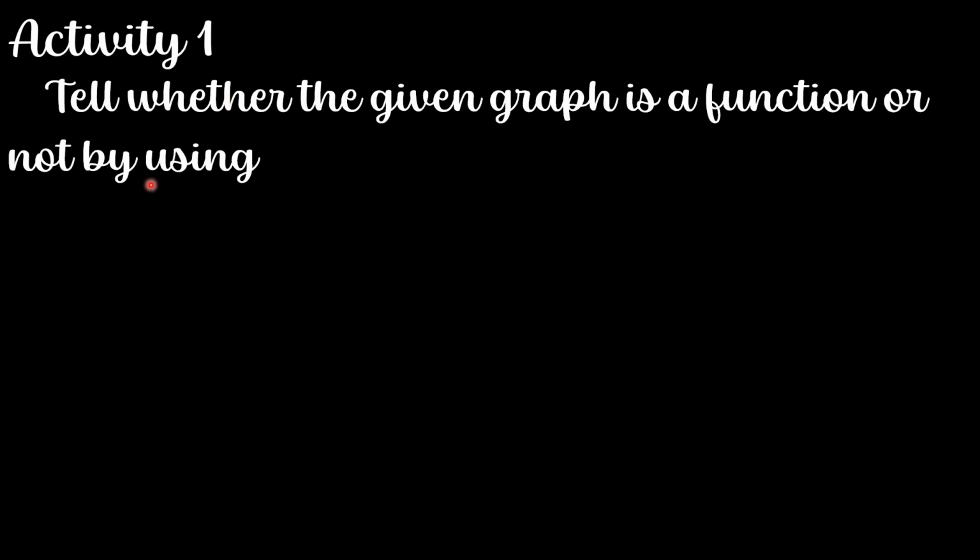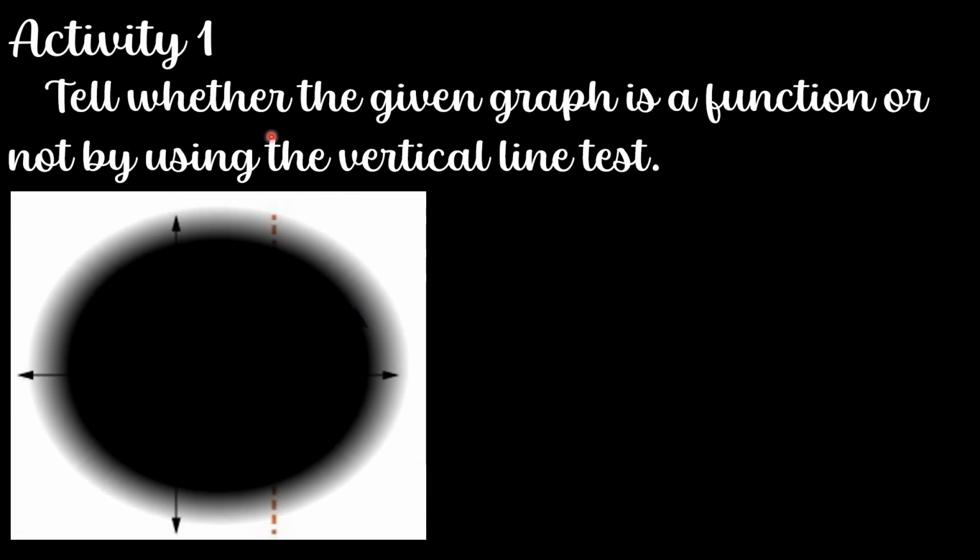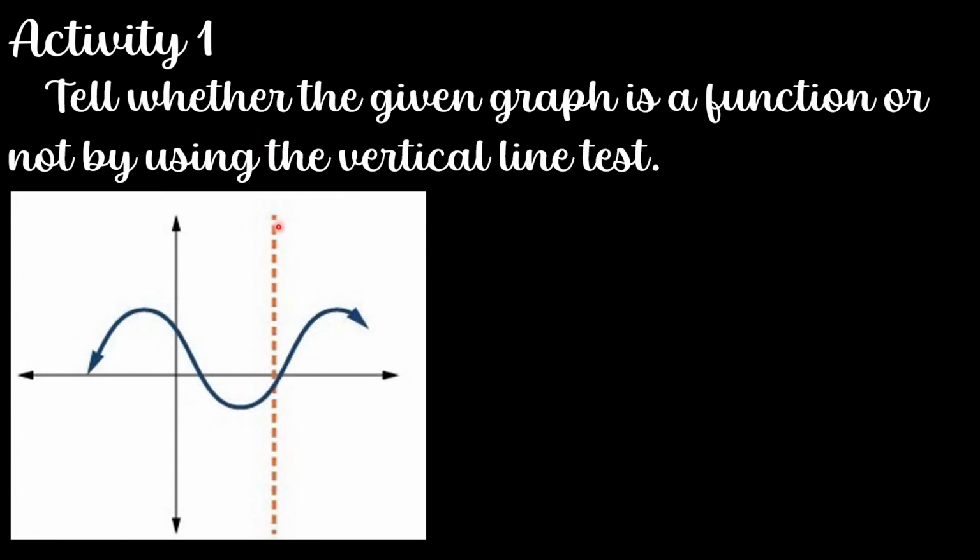Now, let's have an activity. Tell whether the given graph is a function or not by using the vertical line test. Let's have first this graph. This is our graph, the one in blue line, and this is our vertical line. As we can see, ang atong vertical line kaisa lang na igo ang atong graph here. So this graph is an example of a function.